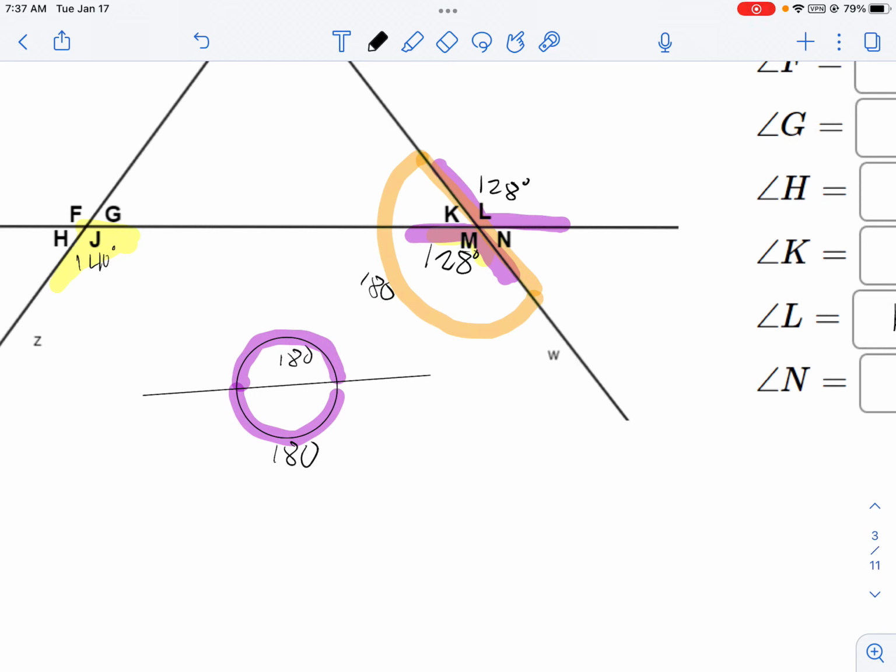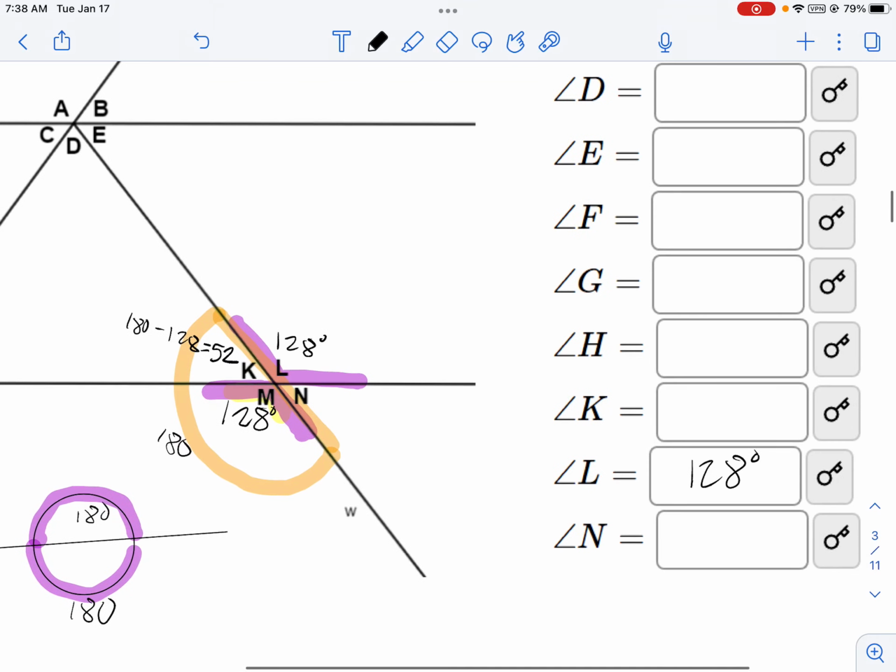But if you already know that angle M, part of that 180, is 128, that means that K is 180 minus 128. So just do that subtraction, and you end up with 52. All right, and there you go. That is the angle K. And once you know that's 52, then you can go from there.